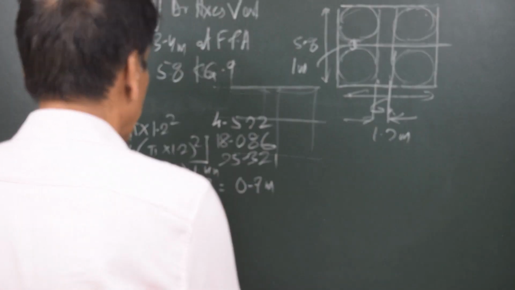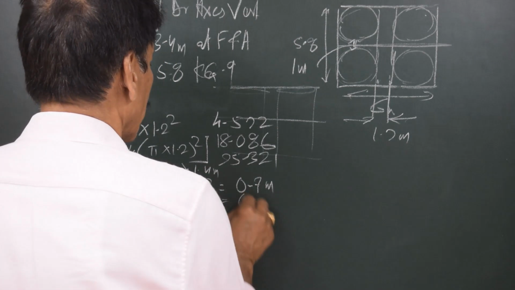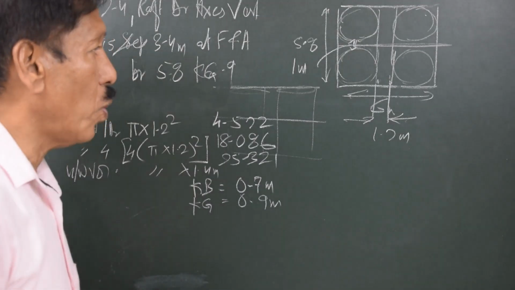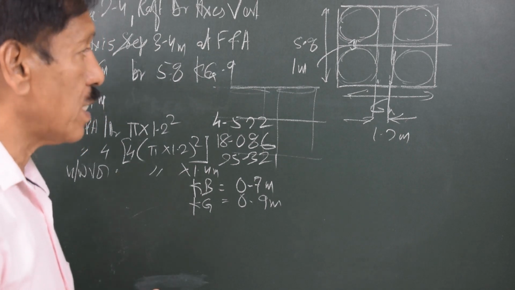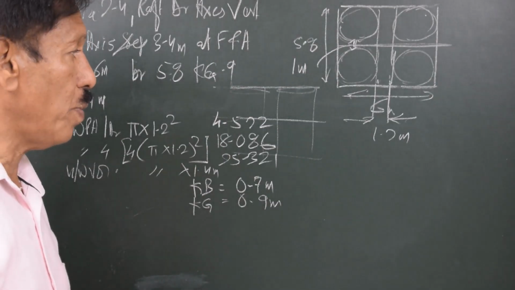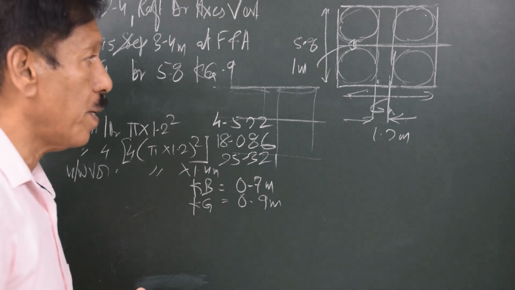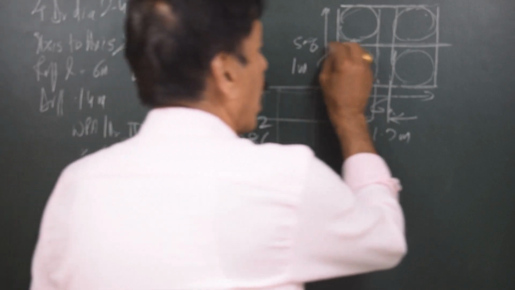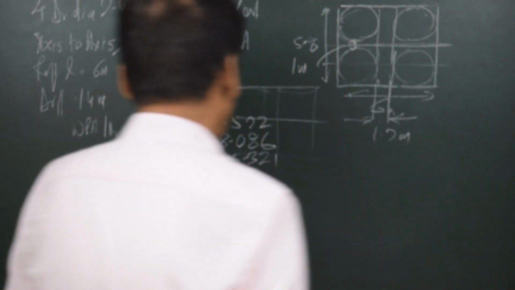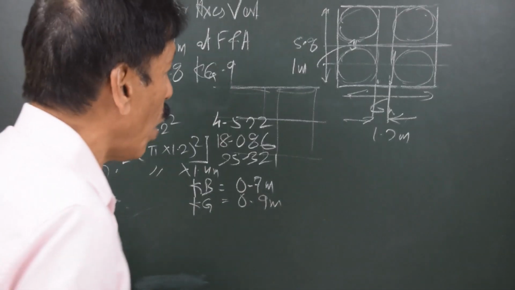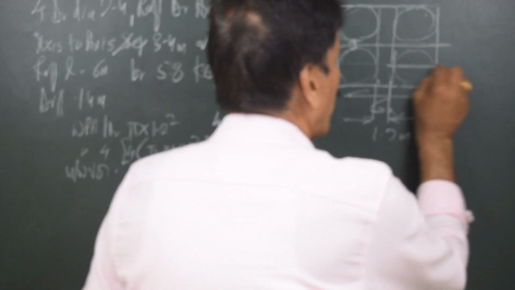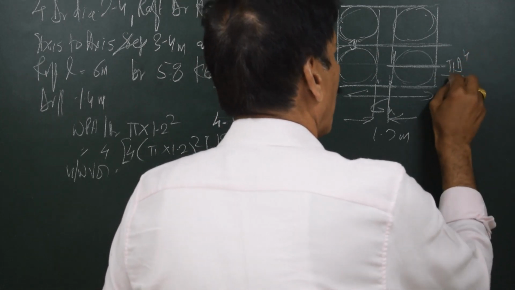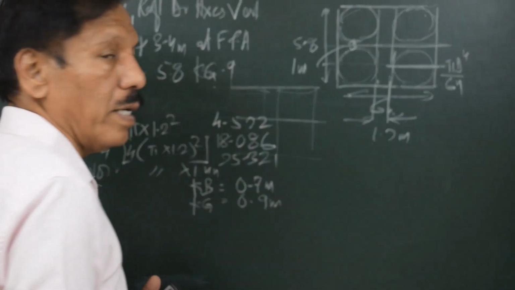We also have the KG of the raft, that is 0.9 meters. The only thing which we don't know is what is the BM transverse. As you know, BM transverse is moment of inertia of the waterplane area about the common center line divided by underwater volume. We have underwater volume. What is the moment of inertia of one drum about its own axis? So I would say pi d raised to 4 upon 64, right?